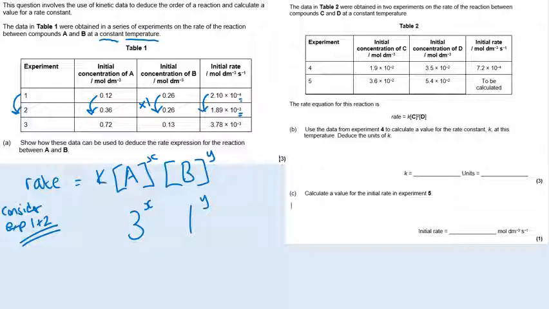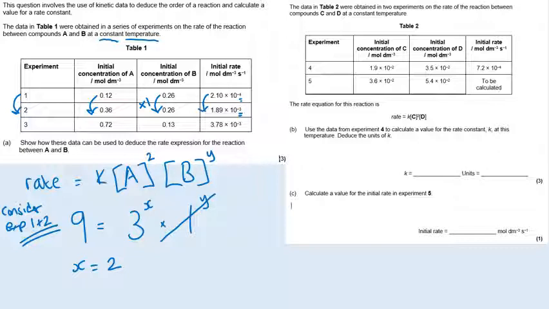So 1.89 times 10 to the minus 3 divided by 2.1 times 10 to the minus 4 comes out at 9. So my rate equation is 9 is equal to 3 to the X, 1 to the Y. 1 to the Y is just 1. So 9 is 3 to the X, X equals 2. So it's second order with respect to A.